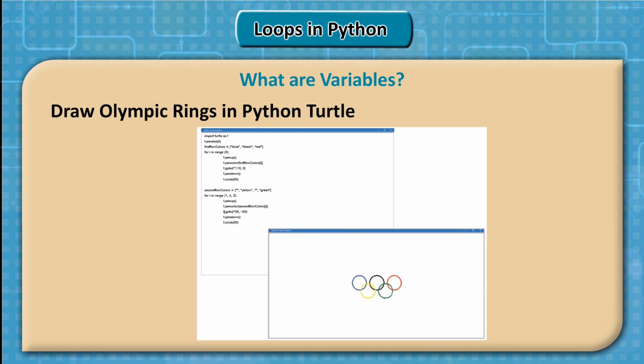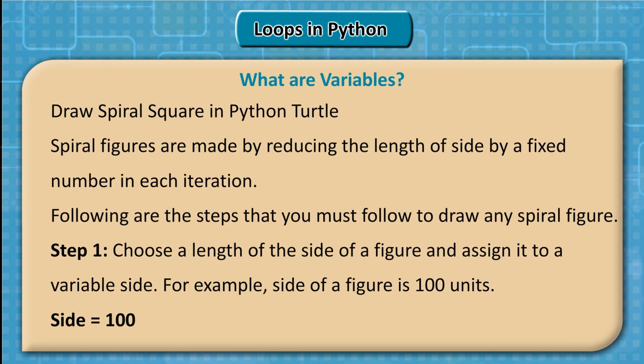Draw Olympic rings in Python turtle. Draw spiral square in Python turtle. Spiral figures are made by reducing the length of the side by a fixed number in each iteration. Following are the steps that you must follow to draw any spiral figure.